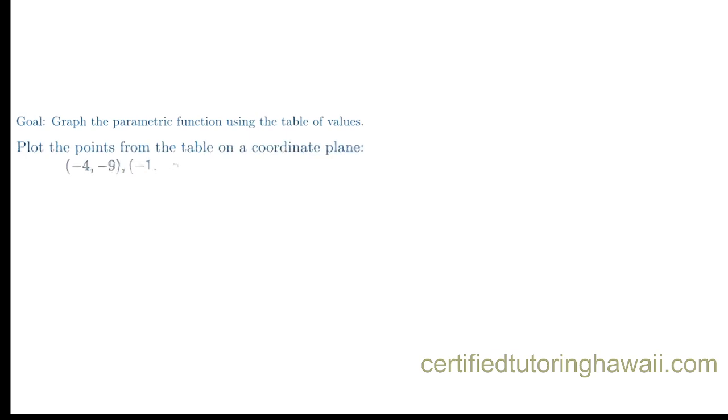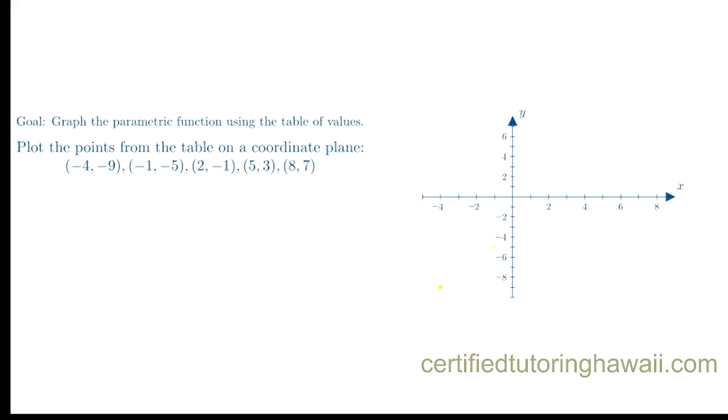Now that we have a table of points, our next objective is to construct the graph of the parametric function. The process is similar to graphing a standard function, but there's a crucial difference that relates to our parameter, t. Using the points from our table, let's plot each one on a coordinate plane. First, plot (-4, -9), then (-1, -5), then (2, -1), then (5, 3), and finally (8, 7).